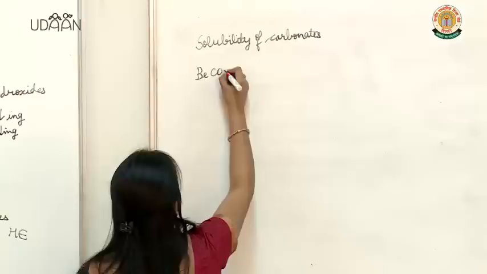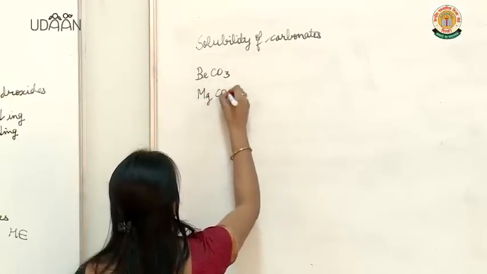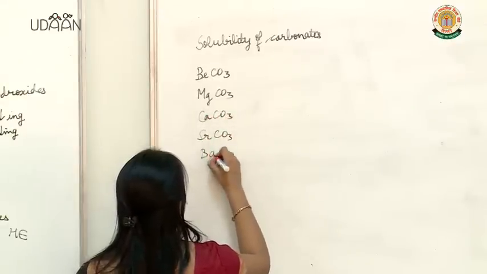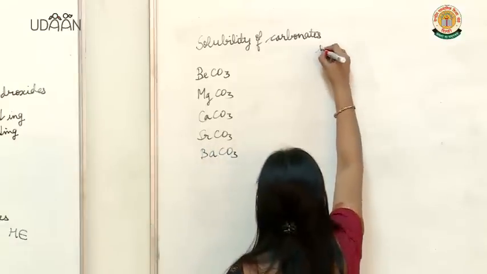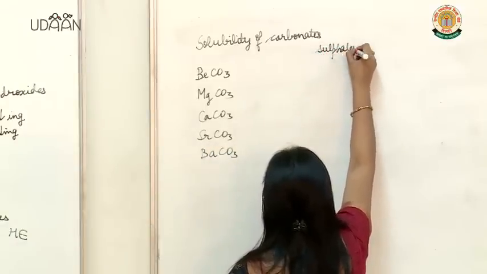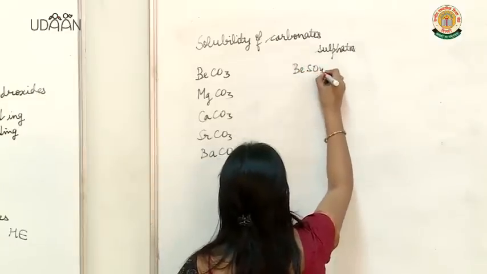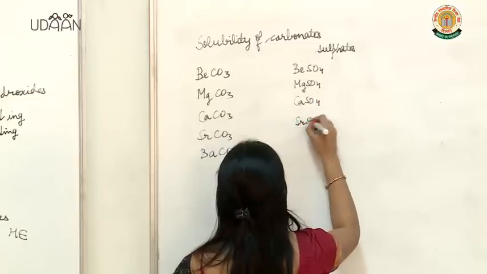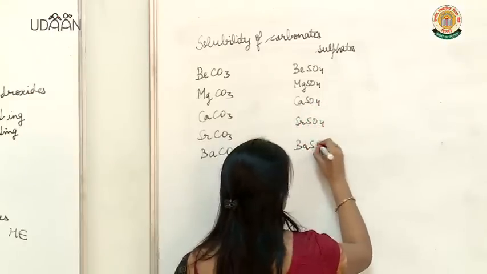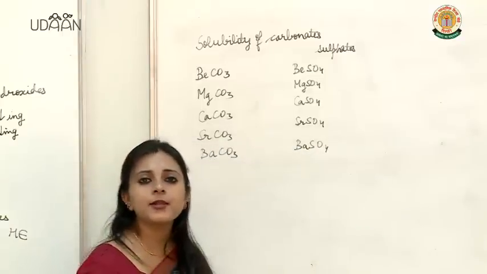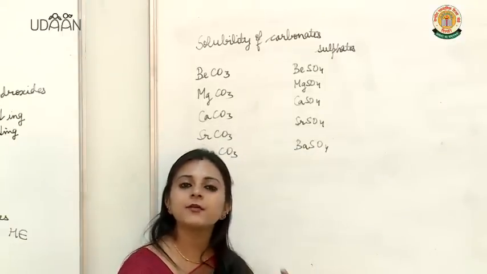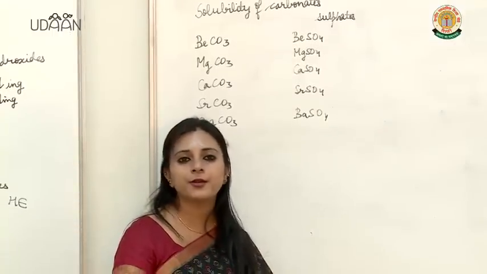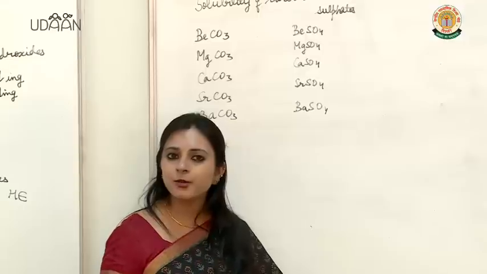Now we have beryllium carbonate, magnesium carbonate, calcium carbonate, strontium carbonate and barium carbonate. And let us also talk about the sulfates. We have beryllium sulfate, magnesium sulfate, calcium sulfate, strontium sulfate and barium sulfate. Now, carbonate ion and sulfate ion are very big in size. So, lattice enthalpy will not play any role here. So, what will play the role? Only hydration enthalpy.